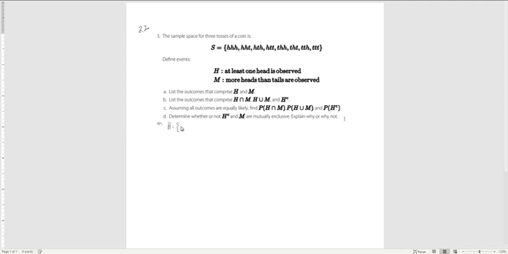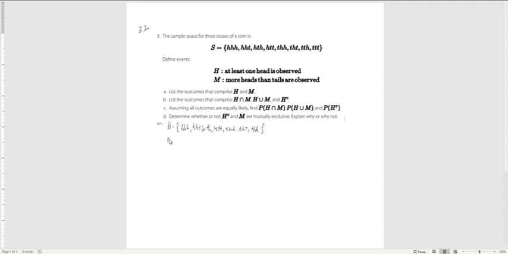H equals, so H again is at least one head, so for at least one head we have H, H, H, H, H, T, H, T, H. We could be looking at these and do it this way, or we could say, oh look, everything will have a head in it except the one where we have all tails. So another way to look at it, but I'm getting these all written out here. 1, 2, 3, 4, 5, 6, 7. There are 8. One of them has all tails, so that one wouldn't be there, so H has 7.